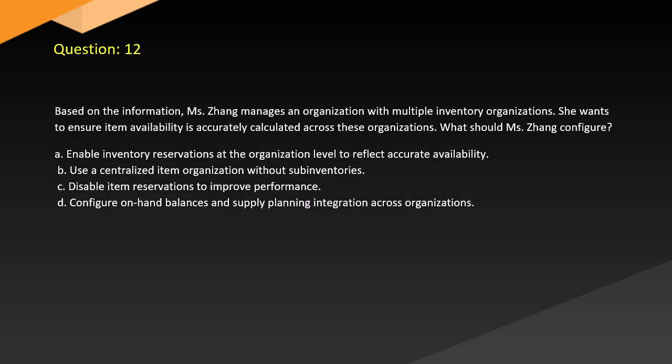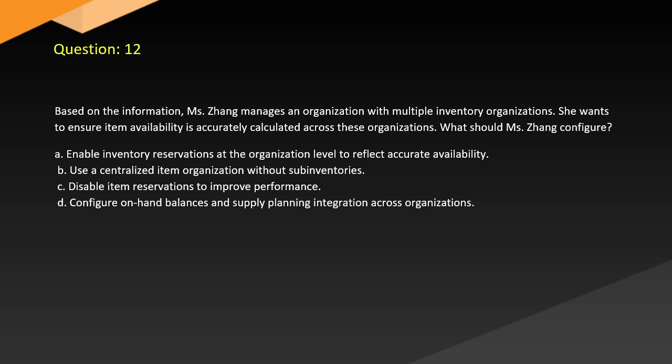Question 12. Based on the information, Zhang manages an organization with multiple inventory organizations. She wants to ensure item availability is accurately calculated across these organizations. What should Zhang configure? A. Enable inventory reservations at the organization level to reflect accurate availability.